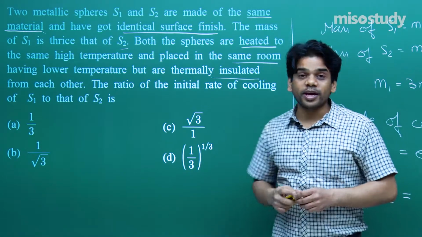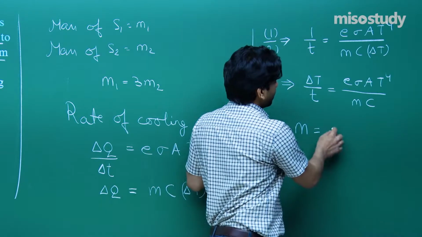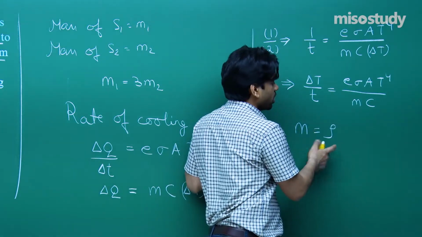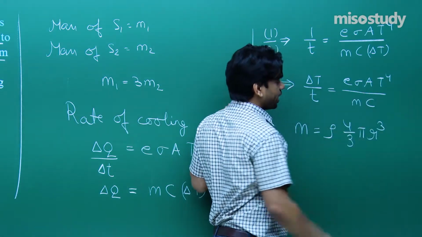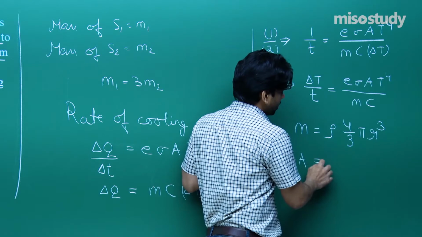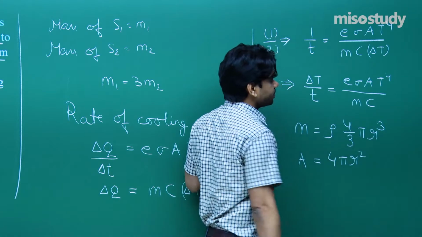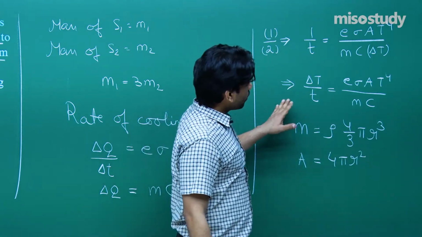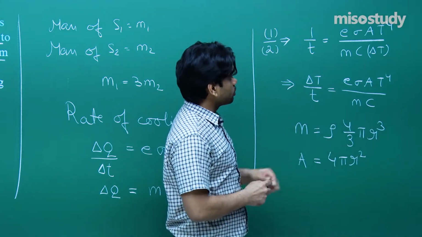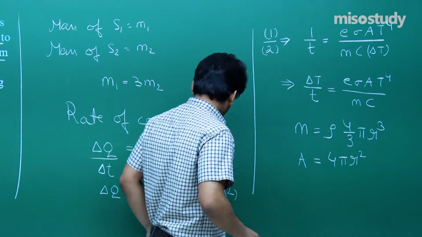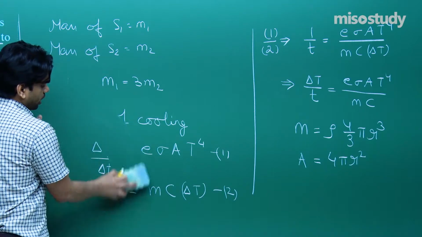The mass of S1 is thrice that of S2. We all know that mass is equal to density, because material is same, so density I am using same, density into volume, 4 by 3 pi r cube. This is what we can use. Area is what? Area is actually 4 pi r square. This will be the exposed area. Now if in terms of r, if I go and place here area value and mass value, see what I am going to get, because mass is here. So if I go and put here in terms of A, and for A I put value in terms of r, and let me rub this. It's not required. Let me rub this.